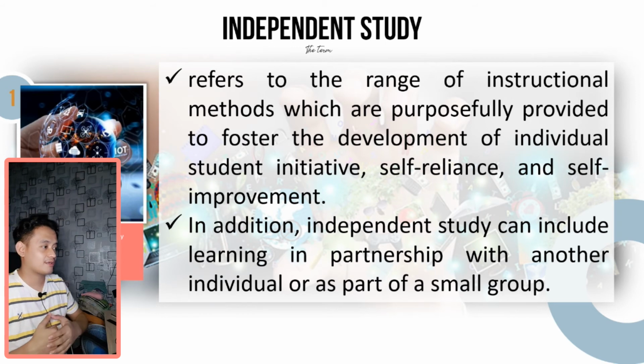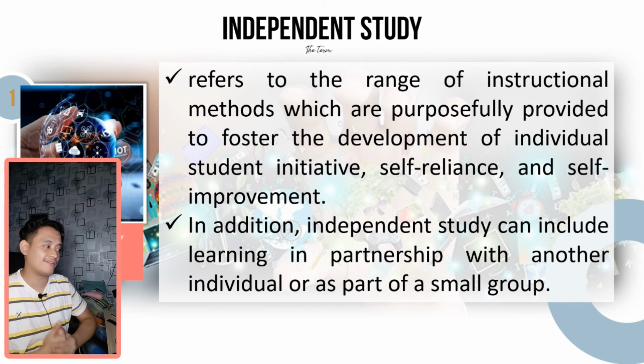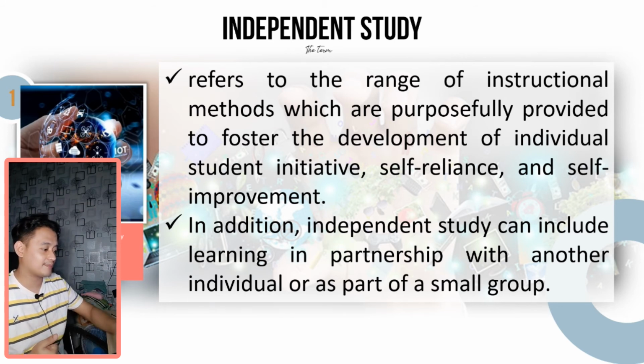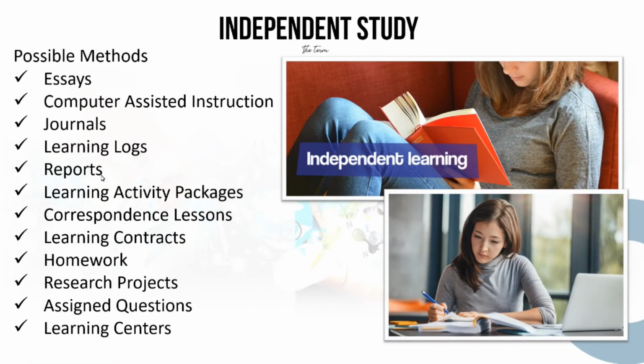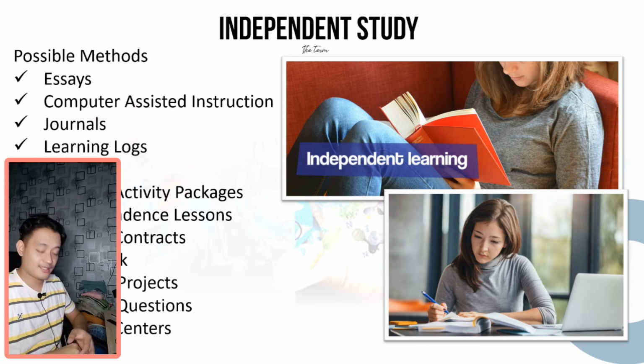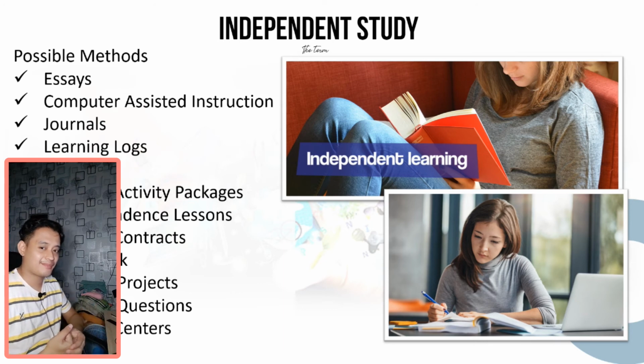This strategy refers to the range of instructional methods which are purposefully provided to foster development of individual student initiative, self-reliance, and self-improvement. Okay, from the word independent, the student learns and discovers on his own. The different methods are possible: essays, computer-assisted instruction, CAI, like my example earlier, our learning management systems. It is intended for independent learners. Journals, logs, learning logs. These are suitable for the students who can work better when they are alone. Like myself, I work better when I'm alone.